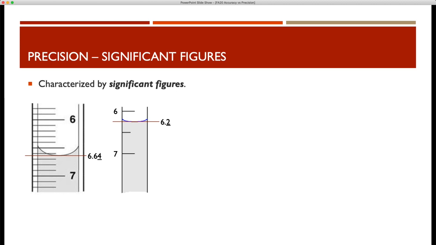You may think that by eye it looks like 6.25, but we can't be certain. So 6.2 is what I would read here. We might argue about whether that's 6.2 or 6.3, but that decreases the repeatability of a measurement using that piece of glassware. So this second piece of glassware has less precision than the first piece of glassware.